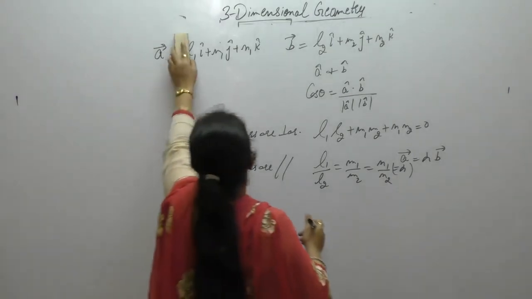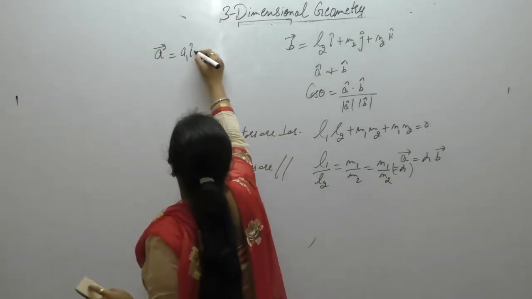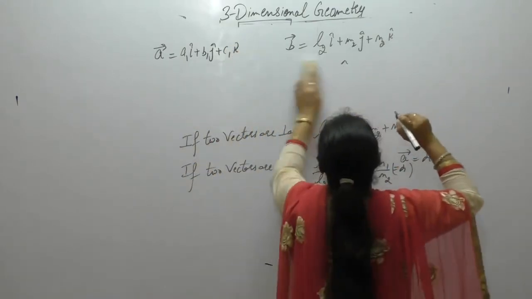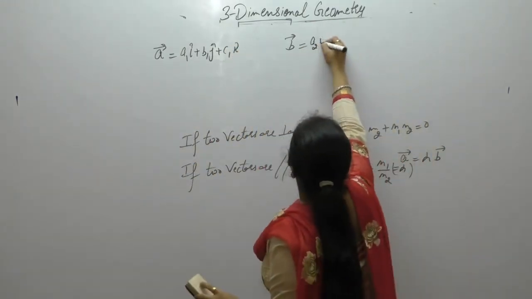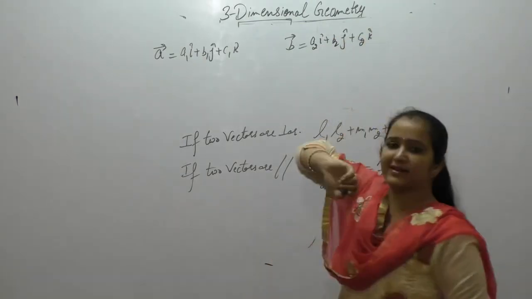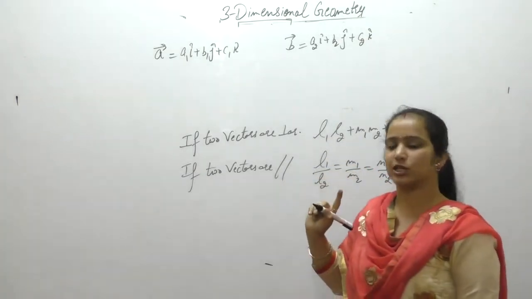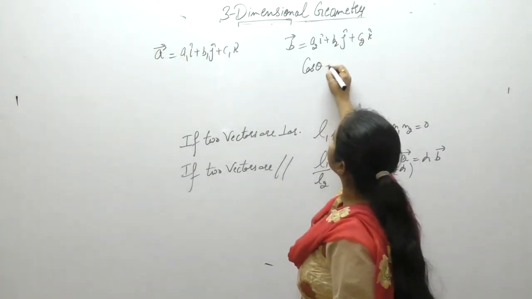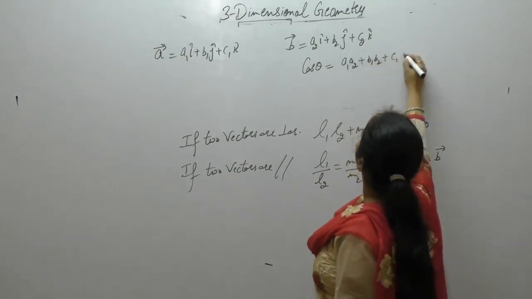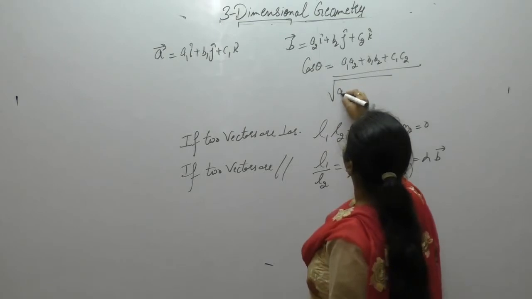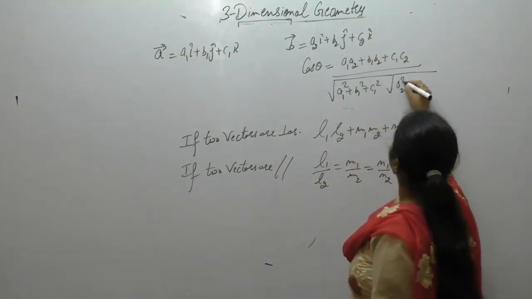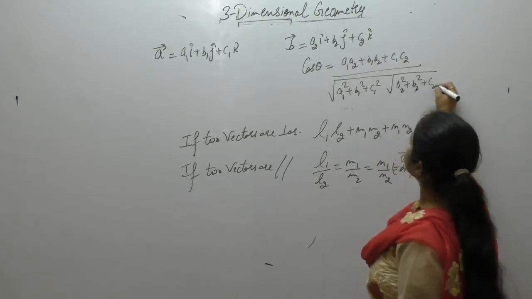Let A vector be a1i + b1j + c1k and B vector be a2i + b2j + c2k. Here a1, b1, c1, a2, b2, c2 are direction ratios. Then cos theta is (a1a2 + b1b2 + c1c2) upon the square root of (a1² + b1² + c1²) times the square root of (a2² + b2² + c2²).